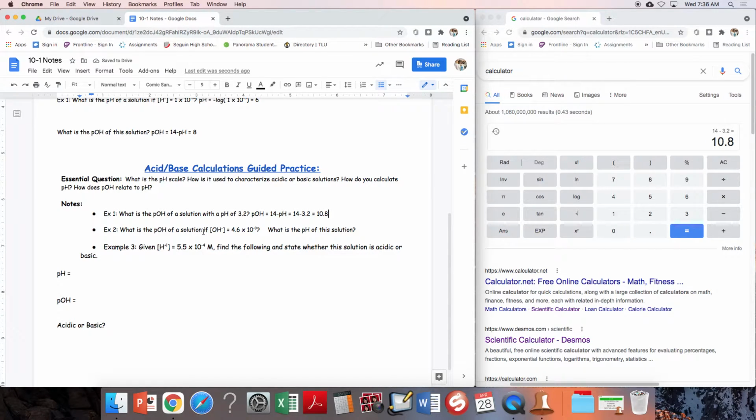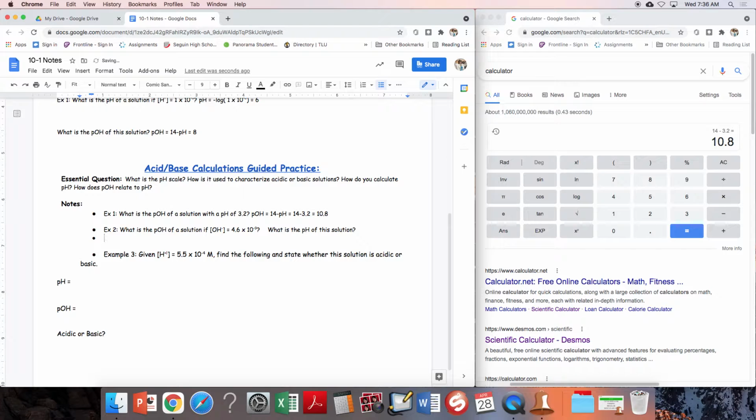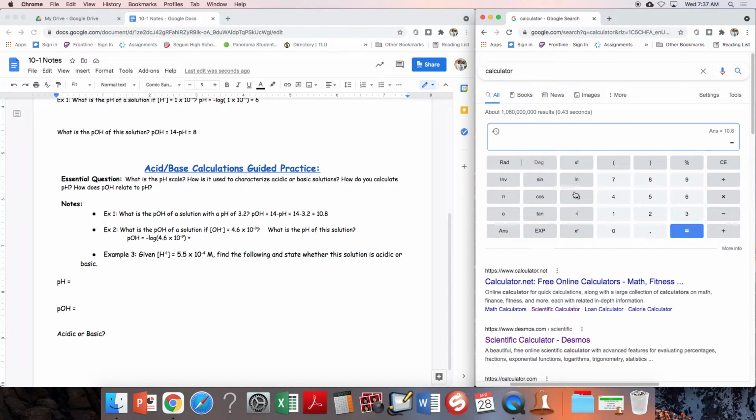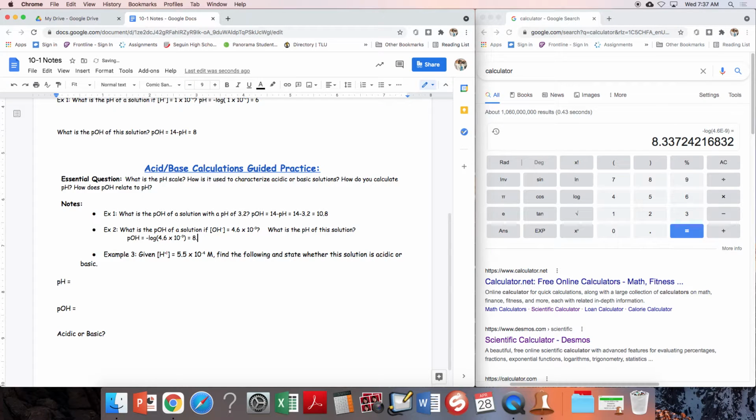This one wants the pOH of my solution if I've got an OH concentration, a hydroxide concentration, of 4.6 times 10 to the negative 9. Then it wants my pH. So remember, the first order of business, pOH means take the negative log of it, so negative log of my OH concentration. So we're just going to plug that in the calculator. So we've got the negative log of 4.6 times 10 to the negative 9, which gives me a pOH of 8.34.